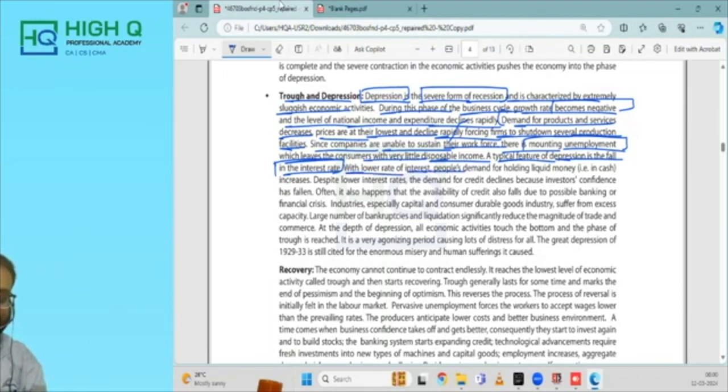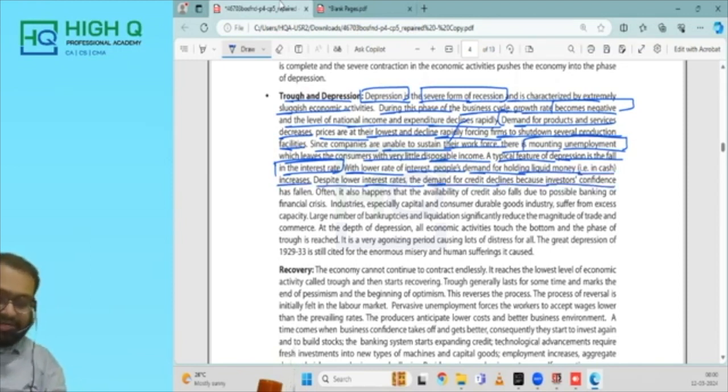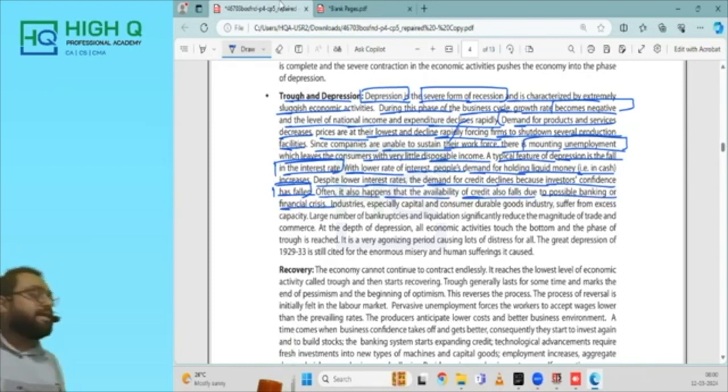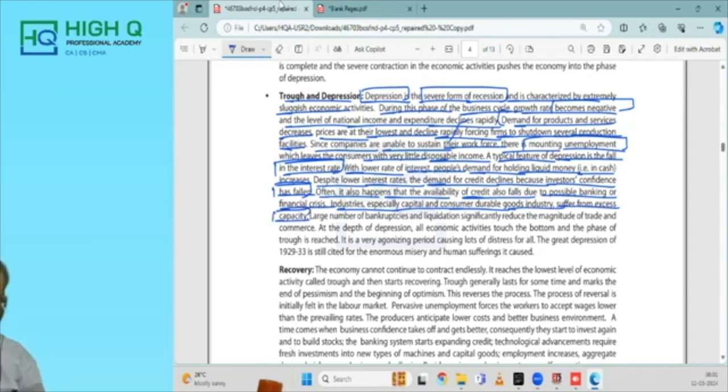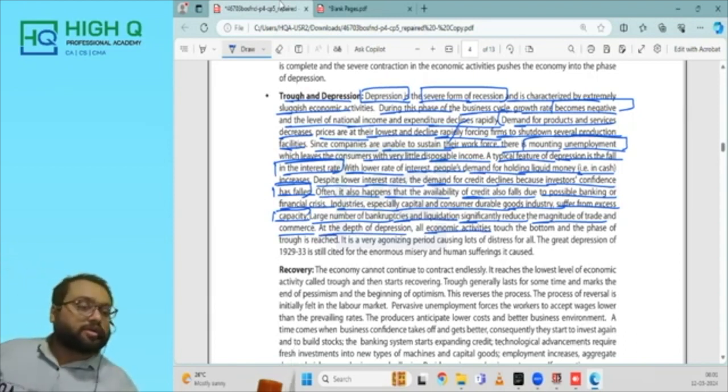With a lower rate of interest, people demand holding liquid money in cash. Despite the lower interest rate, the demand for credit declines because investor confidence has fallen. Often the availability of credit also falls due to a possible banking or financial crisis. Industries, especially capital and consumer durable goods industries, suffer from excess capacity. A large number of bank failures and liquidation significantly reduces the magnitude of trade and commerce. At the depth of depression, the economy touches the bottom. When the economy touches the bottom, it is known as the trough.